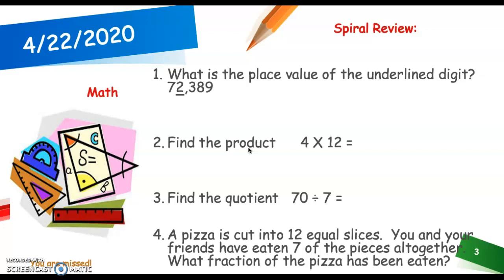All right, number 3, we're trying to find the quotient. The quotient is the answer to a what? That's right, division problem. So we're looking at this and it says 70 divided by 7. Well, we got to find the answer to that. So once again, just like for the multiplication, however you want to solve it is perfectly fine with me. All right, and last but not least, we're going to move on to our word problem.